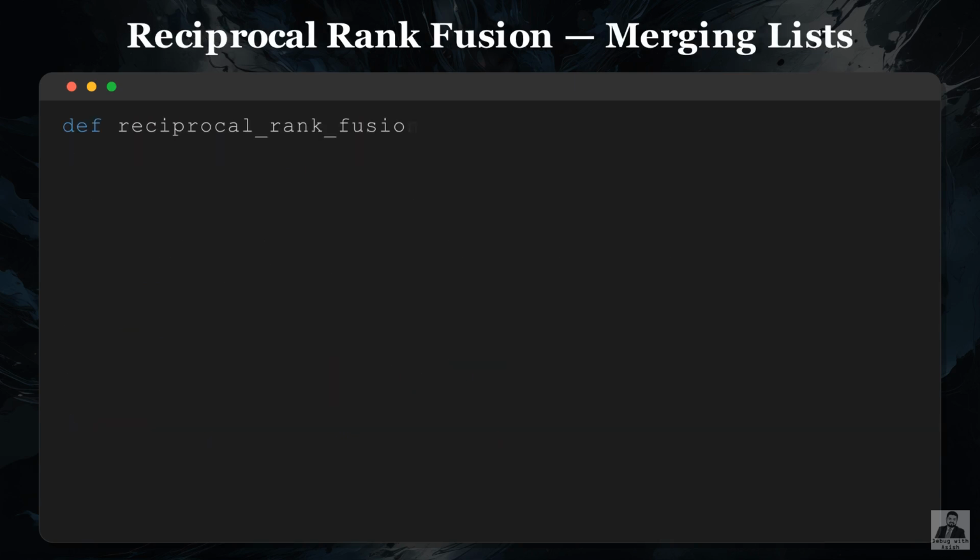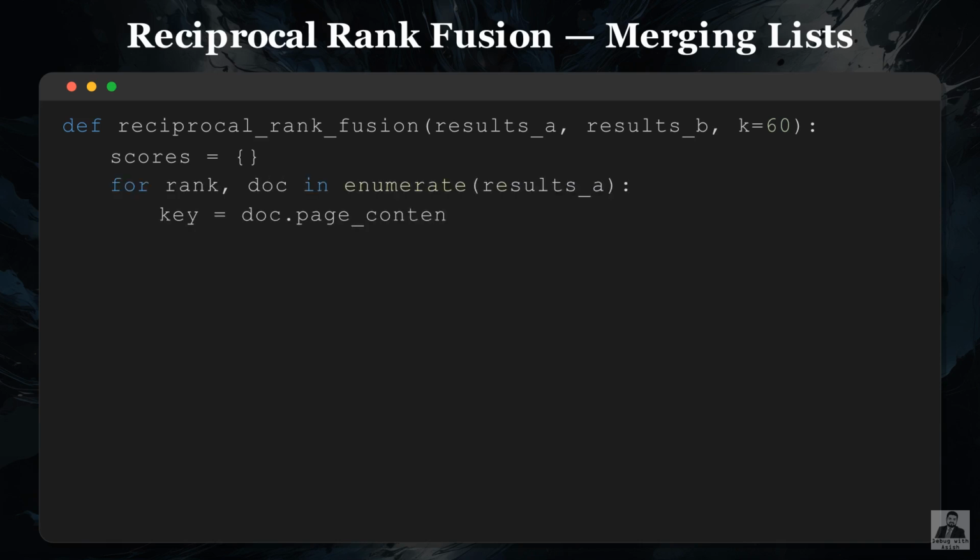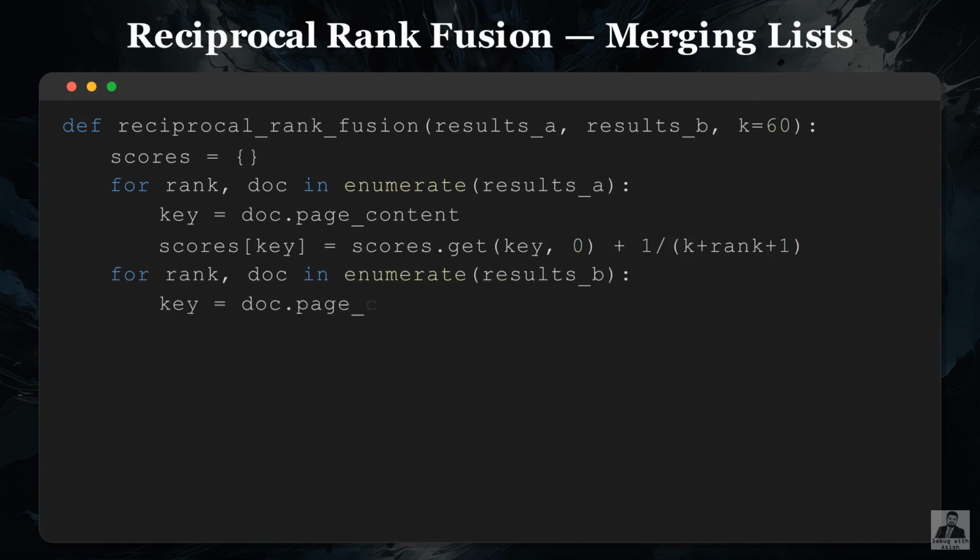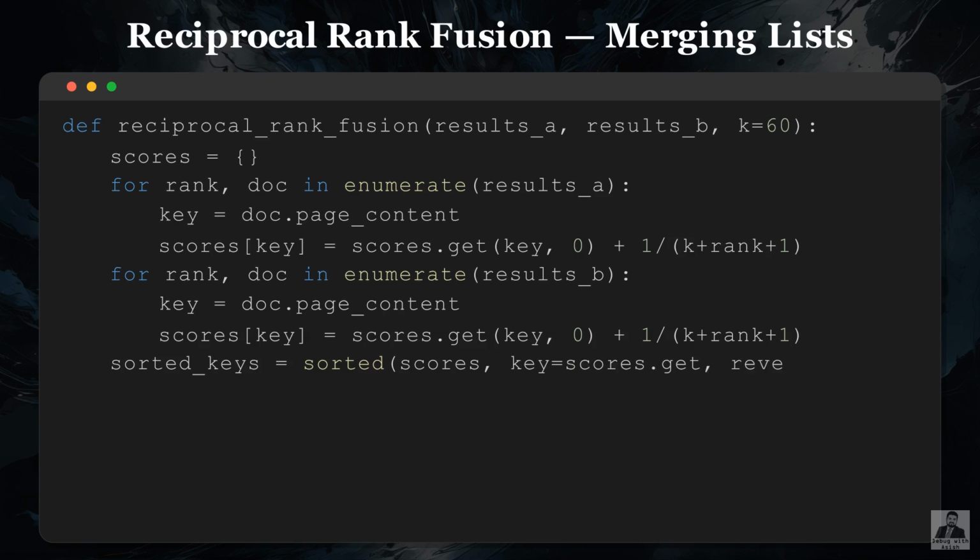The full fusion function loops through both result lists. For each document, it accumulates RRF scores across both lists. A document that ranks well in both lists will have a much higher combined score than one that only appears in one. Documents that neither retriever found score 0 and drop off entirely. Finally, we sort by total score and return the merged ranked list. This is the core of hybrid search.